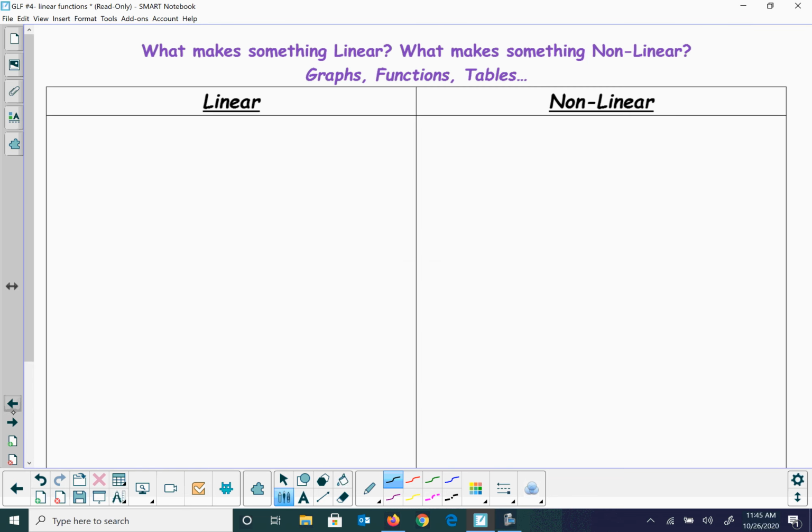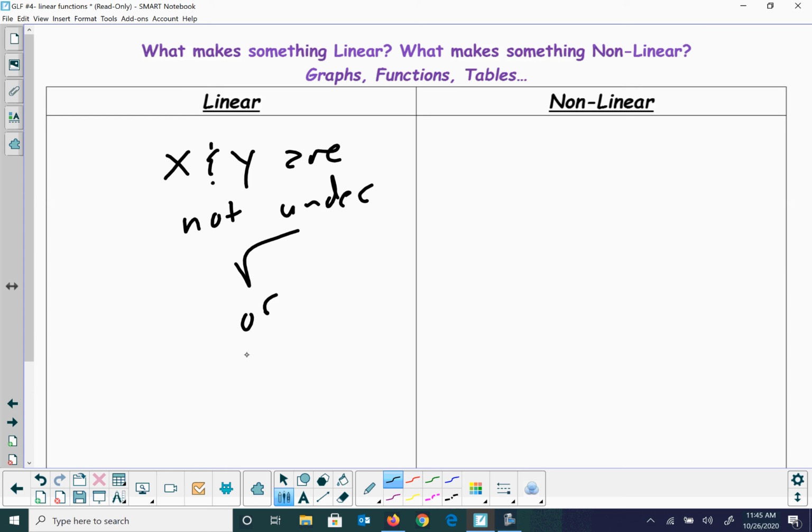Okay, what makes something linear? So if something's linear, x and y are not under a square root sign, they are not in a denominator, so if it's a fraction, or they're not raised to some other power, so x to the first and y to the first. If you have x and y just sitting as is, that's it.